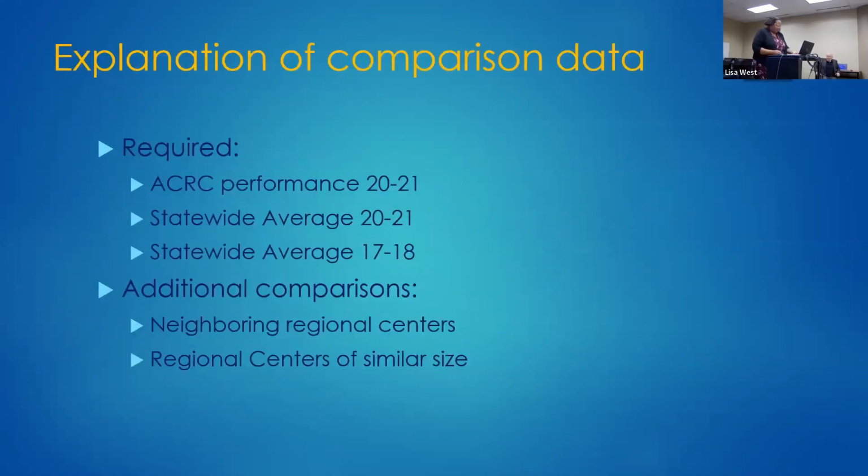All right, and I'm going to explain the comparison data. So the statute requires ALTA to assess the comparative performance of regional centers and compare them to the previous survey year's results and the statewide average. We've taken it one step further to compare our performance with our neighboring regional centers and regional centers of similar size. At this time, I'm going to introduce Herman Kothi. He is our training manager. He's going to kick off the presentation with the first category of access.